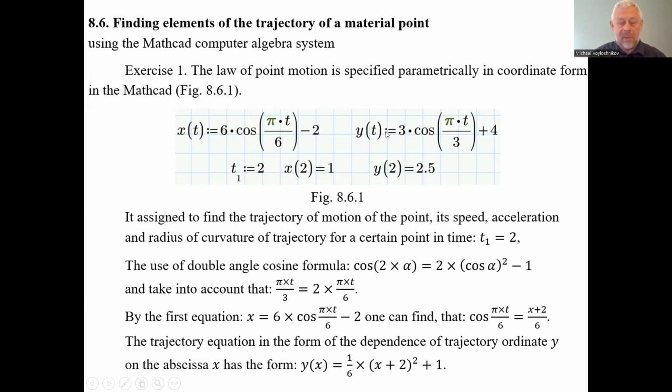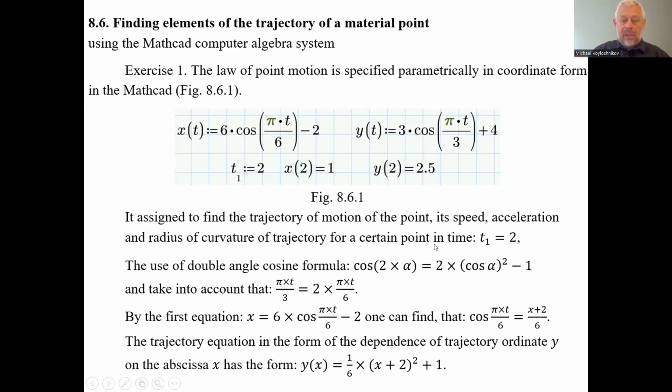Here we mean not the sign of equality but the sign of assignment, which we get by pressing shift and colon together. You can select this operation from the Mathcad panel, but if not, you just have to press shift and colon together. The ordinate's dependence on time is 3 multiplied by cosine in the brackets. The argument of the cosine is pi by t divided by 3 plus 4.